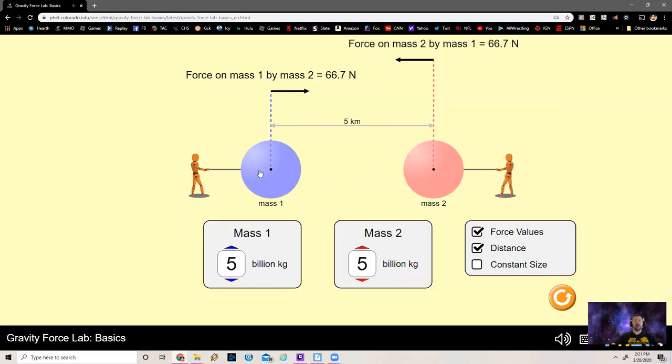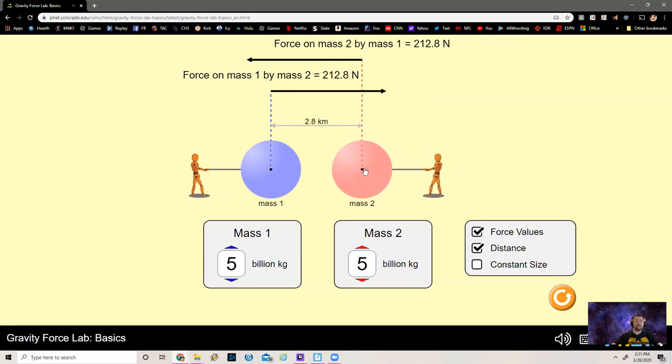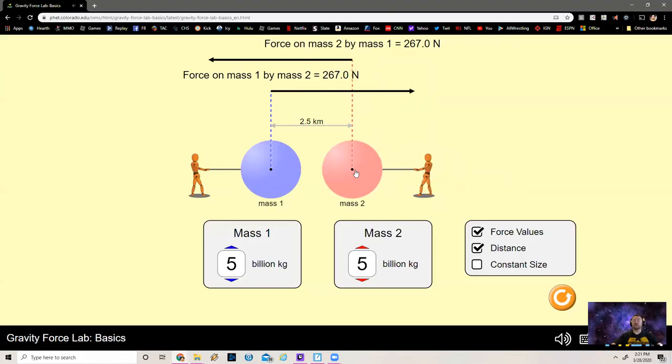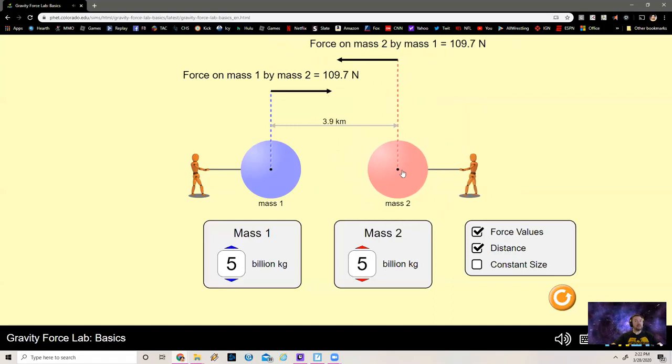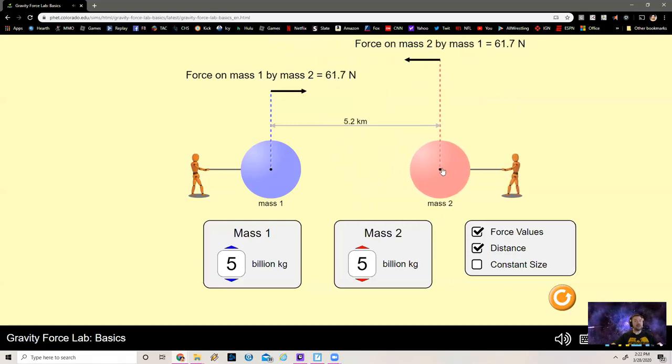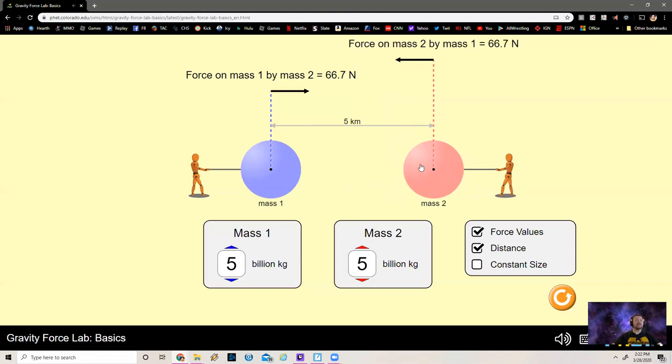And at 5 kilometers, 66.7 newtons is the current force. Now, if I go back, I see that the force is 267 newtons. But if I go here to 5, I doubled the distance between them. What happened to the force? By how much did it go down? Well, it went down roughly 4 times. It is 1/4 its original force.